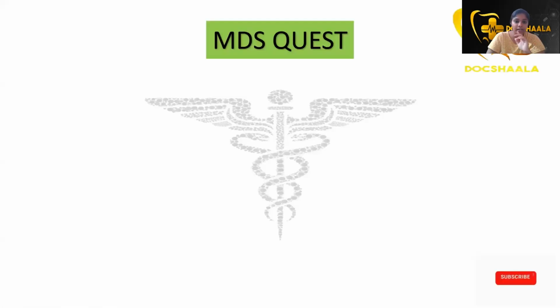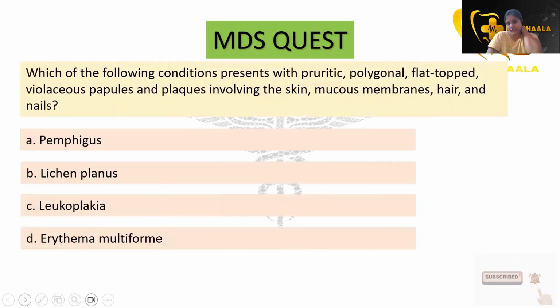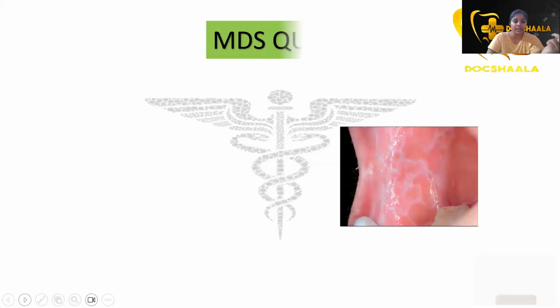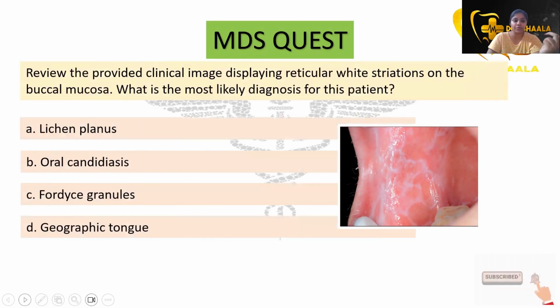Let's see a question here, right? Which of the following conditions presents with pruritic, polygonal, flat-topped violaceous papules and plaques involving skin, mucous membrane, hair, and nails? I told you violaceous papules, plaques means it is lichen planus. Then coming to the image here, it is showing Wickham's striae. The provided clinical image displays reticular white striations. He already gave a clue in the question: reticular white striations, the most likely diagnosis is lichen planus.